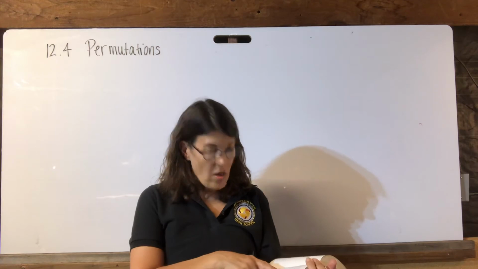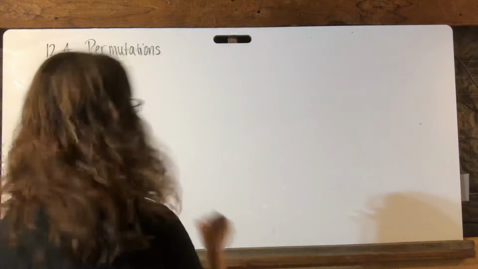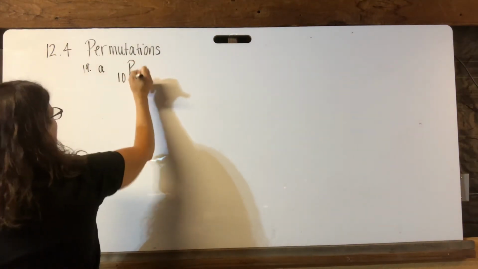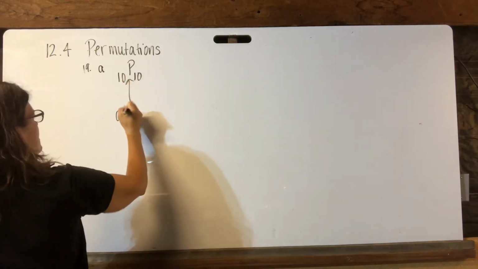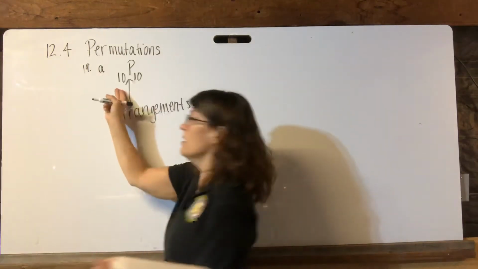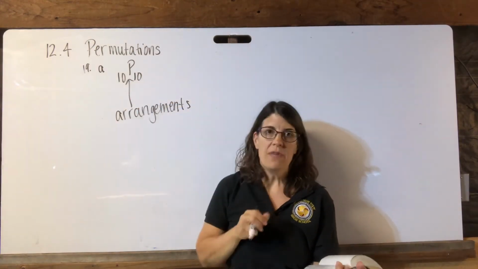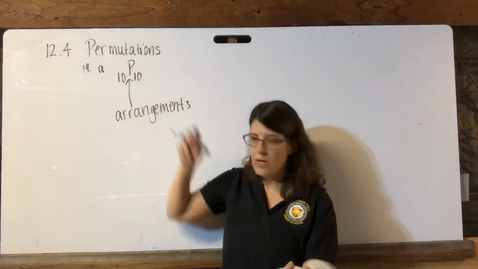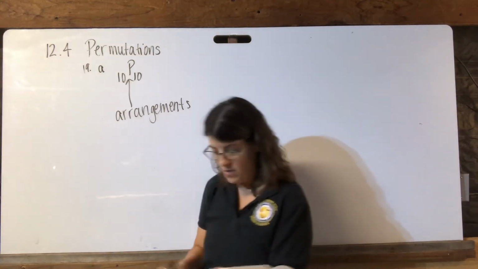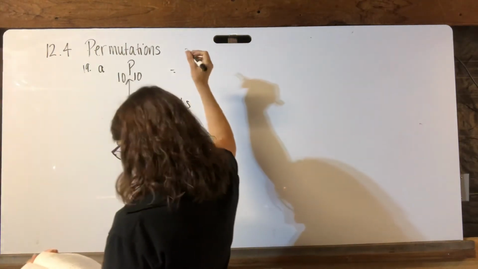10 first graders line up for a fire drill, number 19. How many possible arrangements are there? Arrangements, that's the key word. There are 10 first graders. I want to choose 10 of them. This is the same thing as 10 factorial. There are 10 first graders, I want to choose 10 of them, and I'm cheating. The answer is, wait, am I doing the right one? Yeah.